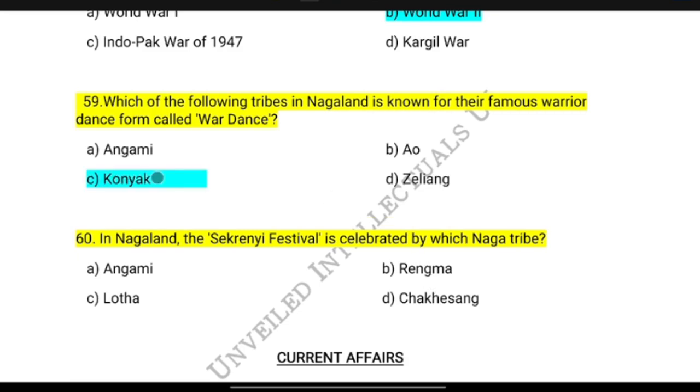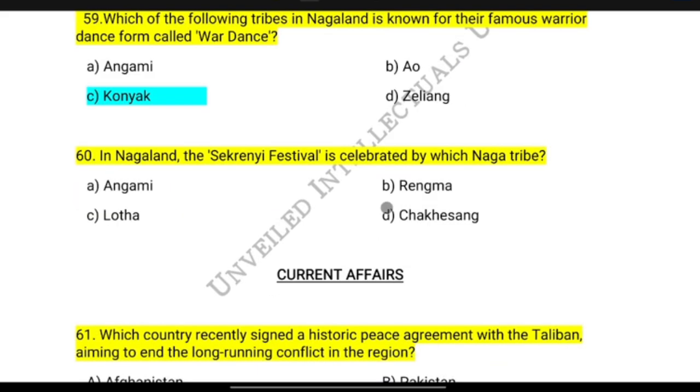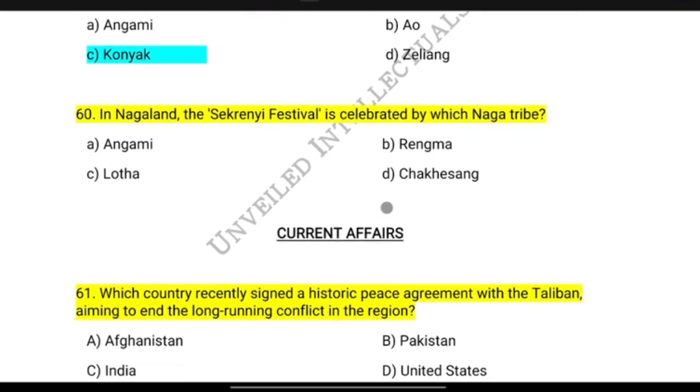Solution. C. Konyak. Explanation. The Konyak tribe in Nagaland is renowned for their traditional warrior dance, also known as war dance. It is an integral part of their cultural heritage. 60. In Nagaland, the Sakrani festival is celebrated by which Naga tribe? Solution. A. Angami. Explanation. The Sakrani festival is celebrated by the Angami tribe in Nagaland.